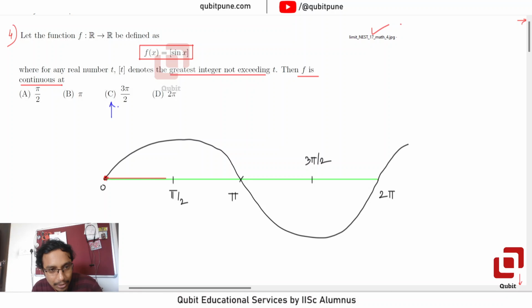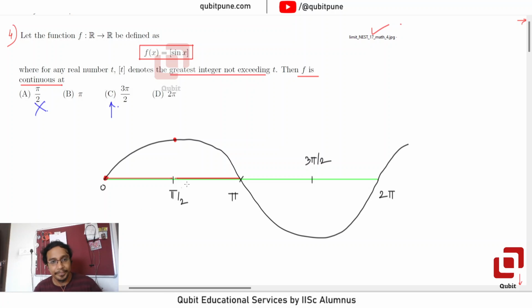कहाँ पर चेंज होगा? Pi by 2. 1 होगा. Exactly, and then again from pi by 2 to pi, 0 रहेगा. तो discontinuity at pi by 2 ये तो चला गया.